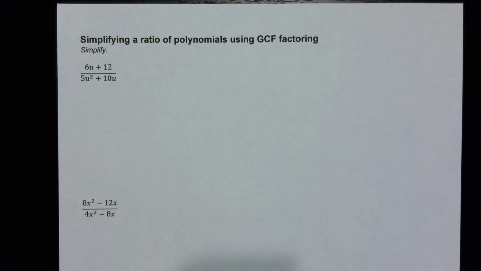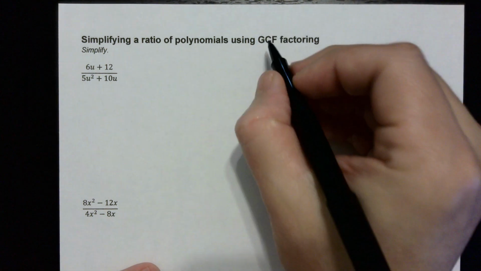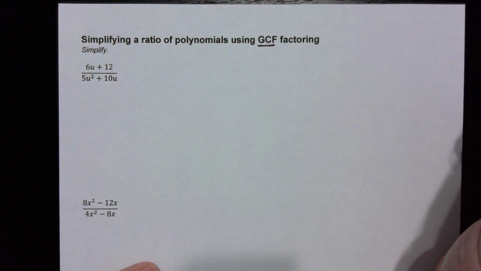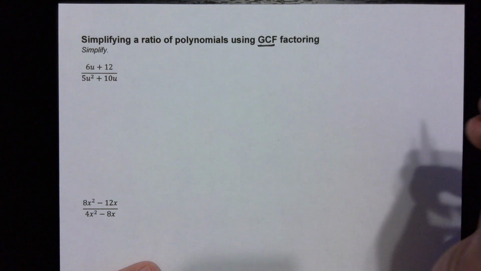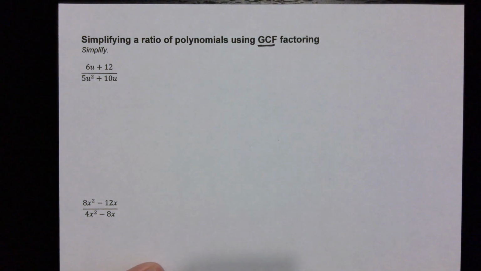Okay, in this video, we're still simplifying polynomials. This time we're going to need to factor first. So we'll simplify it by factoring, and it says use greatest common factor factoring. So we'll be factoring a number out of the top and the bottom and then reducing that.